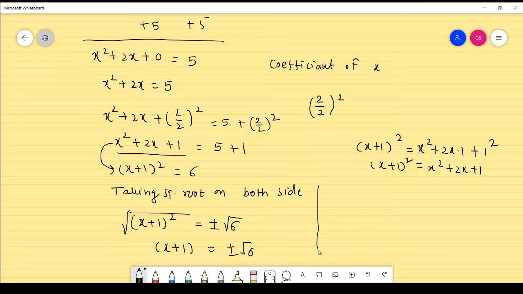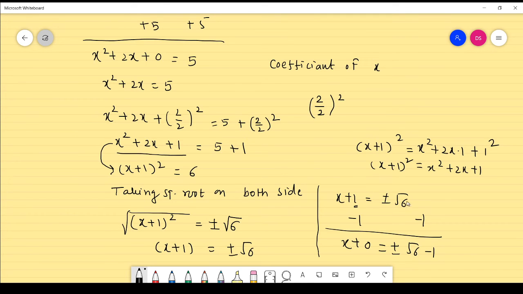So what is our next step? x plus 1 I'm writing as it is. I'm removing that bracket: x plus 1 equals plus minus square root of 6. Now we don't want that 1 over there. Here we have plus 1, so I'm going to subtract 1 on both sides of the equation. x will remain as it is, plus 1 minus 1 will become 0, and it will be equal to plus minus root 6 minus 1.